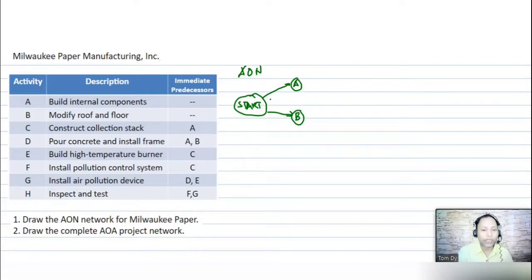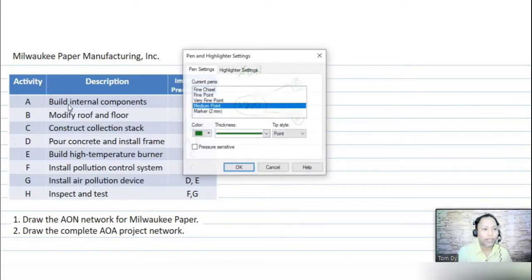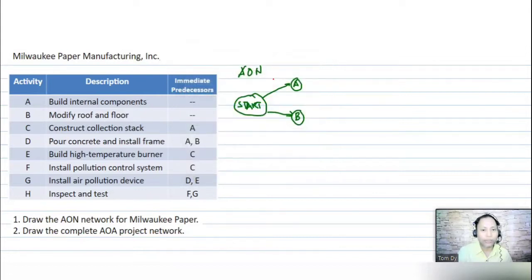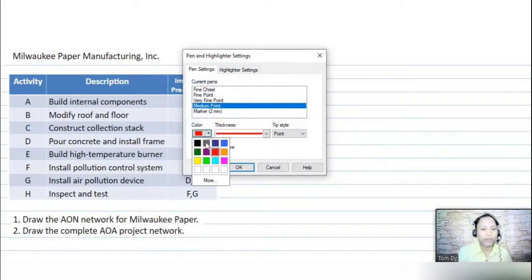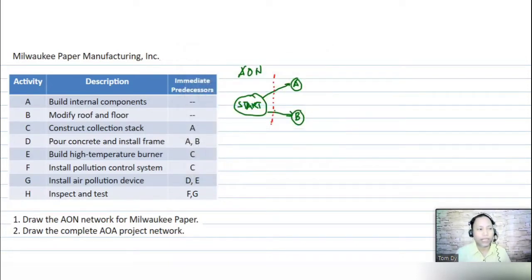Actually, you need not draw this one. You can also draw directly A and B only. Let's say we need not write or draw this part. But for our purpose of doing an example, I will just write there start. But this is not counted.